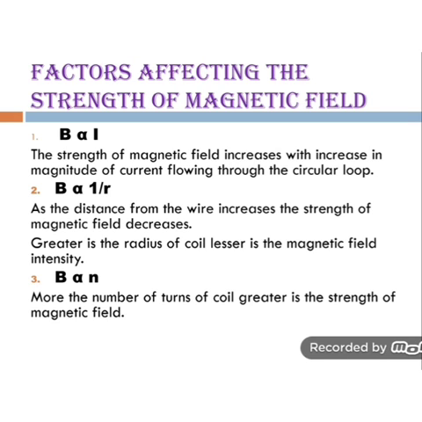The third factor is that B is directly proportional to N. That is, as the number of turns of the coil increases, the magnetic field intensity increases, because as the number of turns of the coil increases, the capacity to produce magnetic field lines increases. Therefore, the magnetic field intensity is directly proportional to the number of turns of the coil.